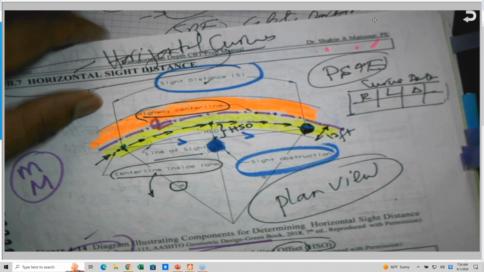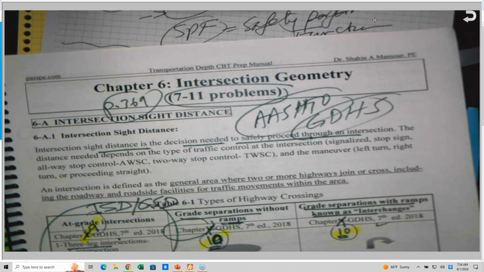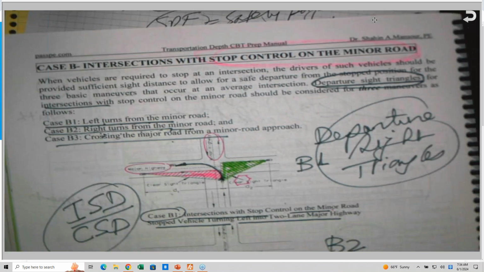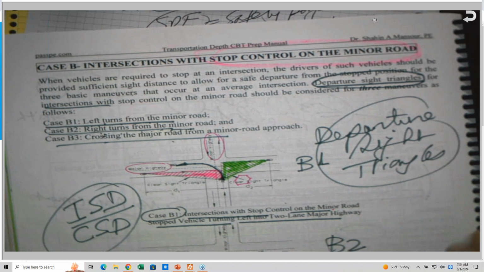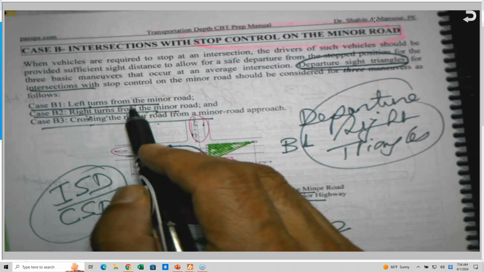For the corner side distance, let me just bring it up, and after that, correct me. This is chapter 6 of my book, which is called Intersection Geometry. If you look at the B cases, here it is. So if you look at these three cases, I'm looking at my book first, and after that I will show it to you in the geometry. So it is B1, a turn left from the minor street. Okay, here it is.